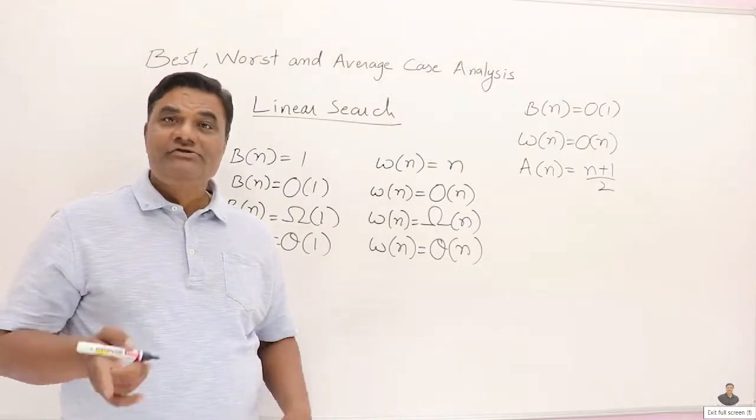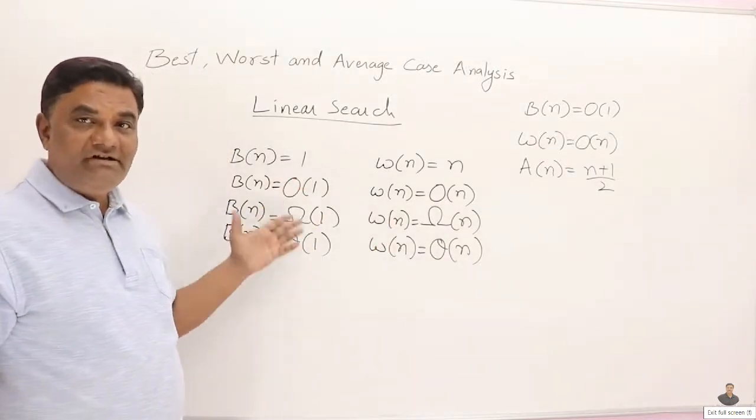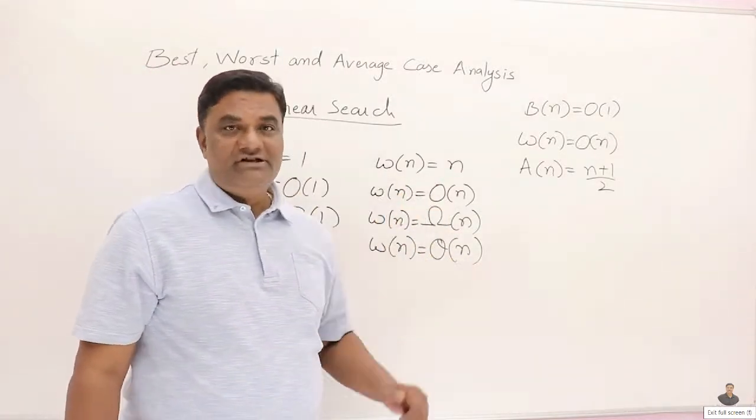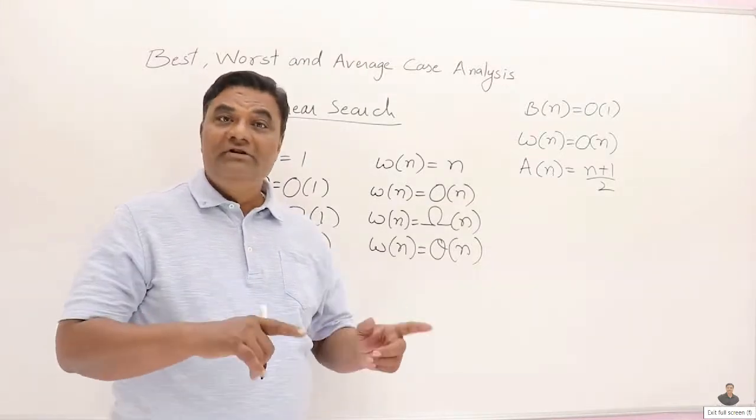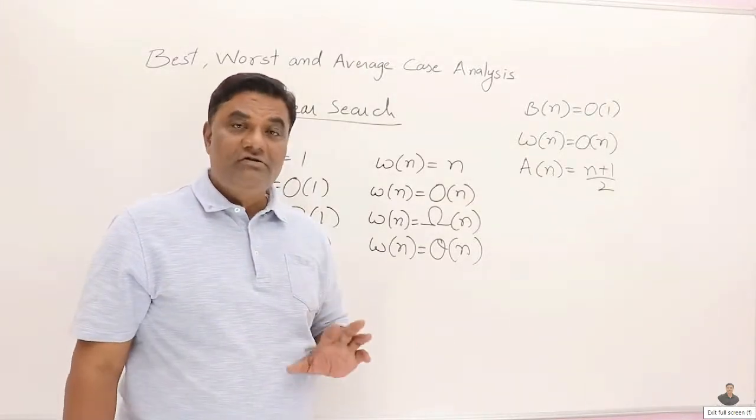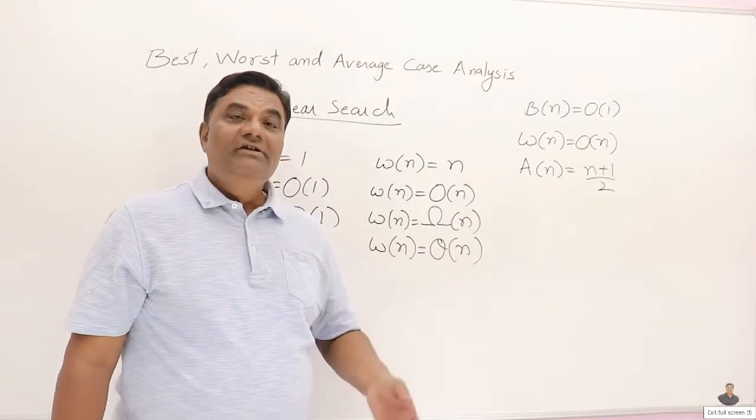There is no fixed notation to show that this is best case or this is worst case. The best case can be written using any notation, and the worst case can also be written using any notation. Don't take it wrong. Big O is for worst case or omega is for best case? No, it's wrong. You can use theta also for best case or worst case. You can use big O for any case.